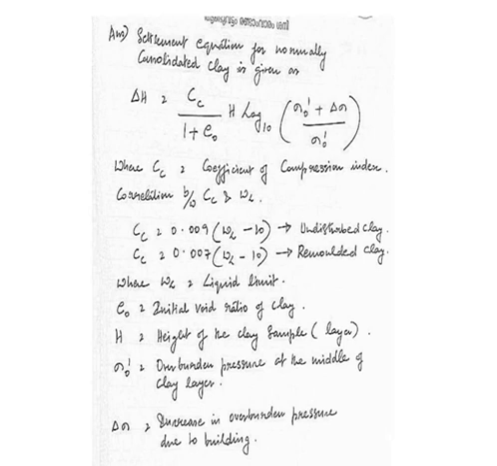I will explain each and every term. Delta H is the settlement which you are going to find out. Cc is the coefficient of compression, or compression index. e0 is the initial void ratio. H is the initial height of that clay specimen.